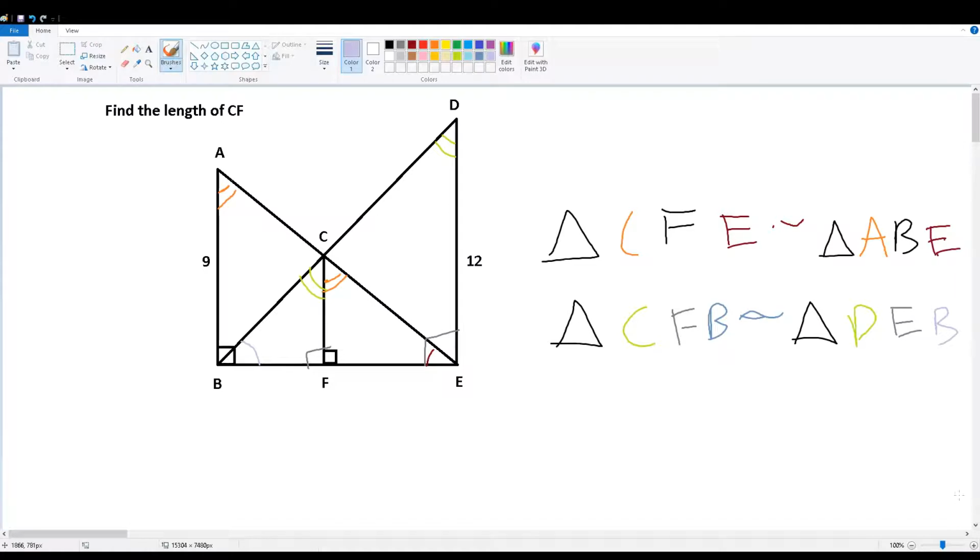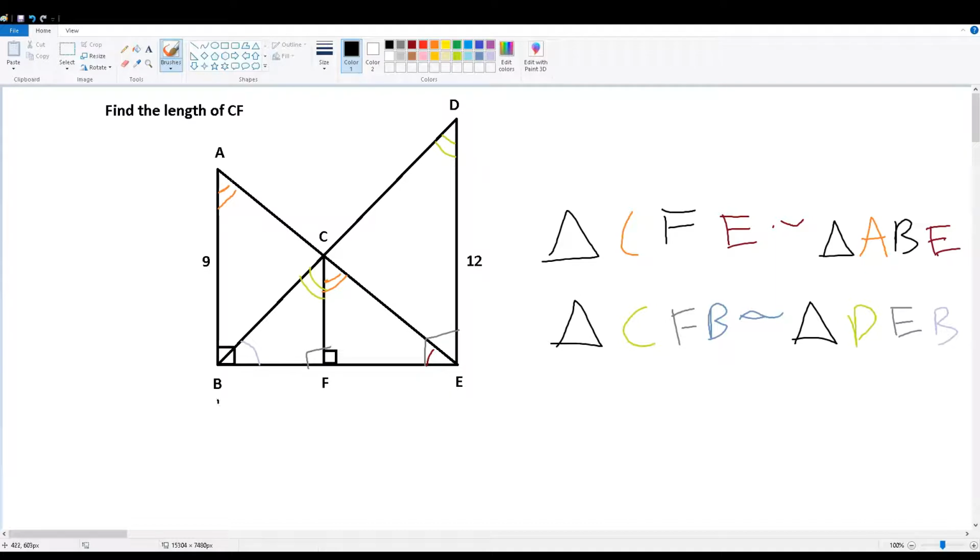So now that we've written both of these similarities, let's see if we can do anything else. Doesn't look like there's anything else we can do because we have already established all the congruent angles, all the similar triangles. What else could possibly be there to do? Turns out there is a lot. So let's just simplify things for you.